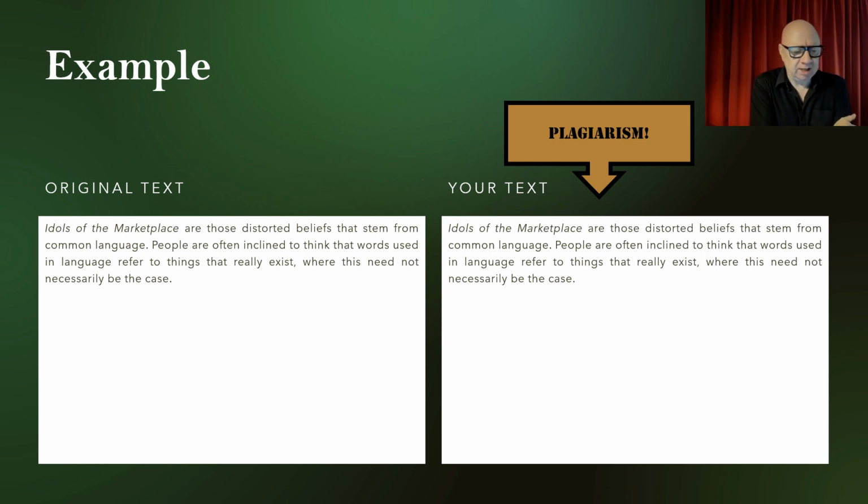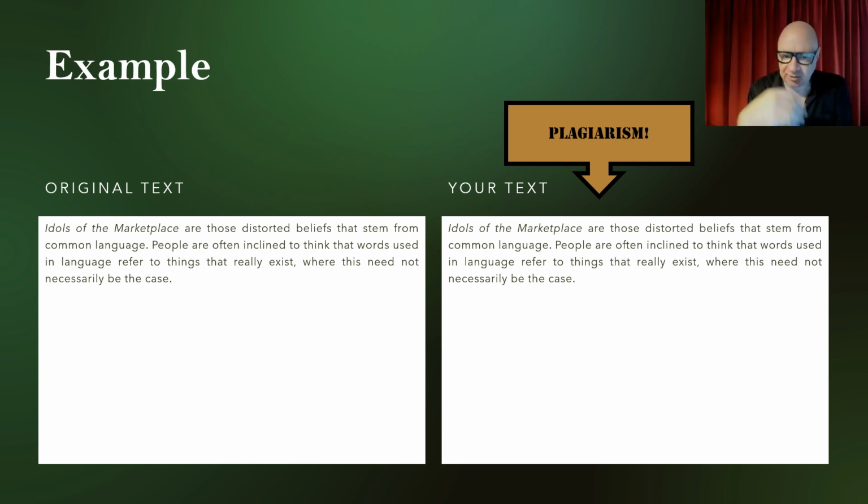So the original text is the following. It's from a book that Maurice Herman and I wrote. It's about Francis Bacon and his idols of the marketplace. So we say, idols of the marketplace are those distorted beliefs that stem from common language. People are often inclined to think that words used in language refer to things that really exist, where this need not necessarily be the case.